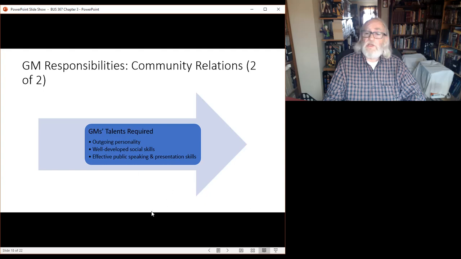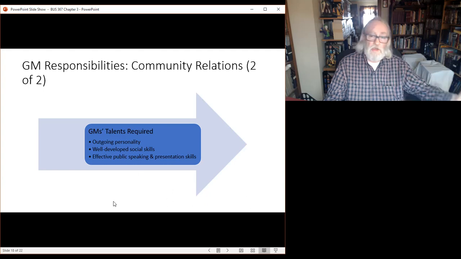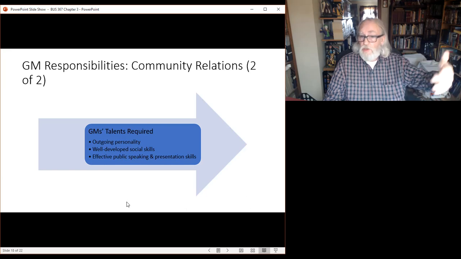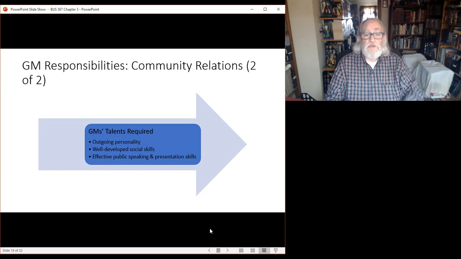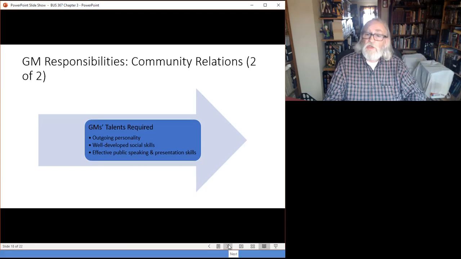And so obviously you would feel comfortable whether you're talking to a large group, or interacting with just a few people, or making a small presentation, whatever it might be. Those are the types of things that a GM is going to be expected to pull off fairly successfully.